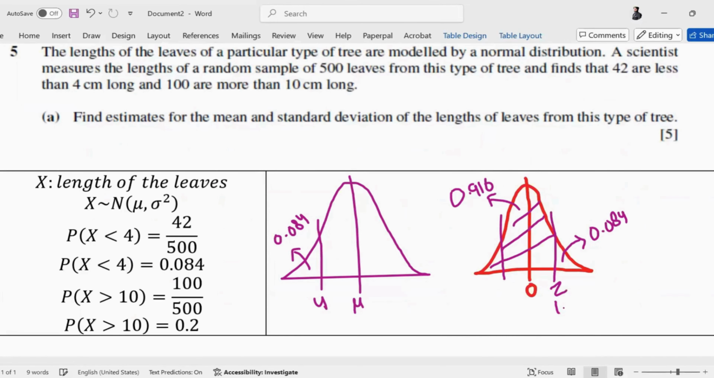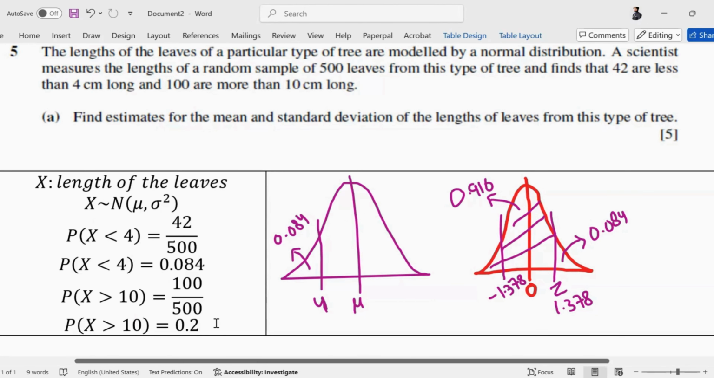solution, so this value is 1.378. Is this the corresponding Z value of 4? No. What will be the corresponding Z value of 4? Negative 1.378. शुरू से हमें पता है कि corresponding value of 4 is a negative 1. So this is negative 1.378. So 4 की corresponding Z value is negative 1.378.